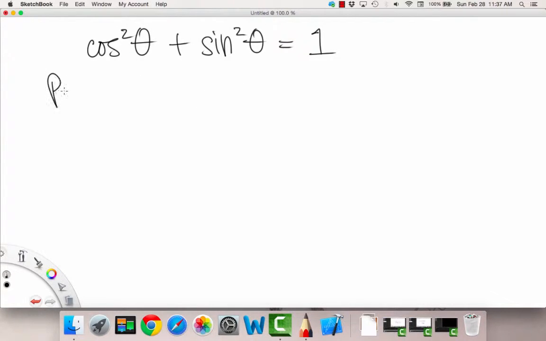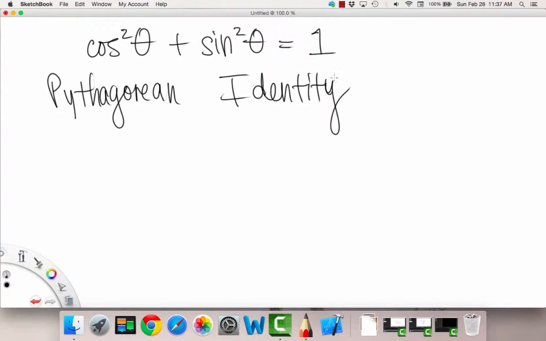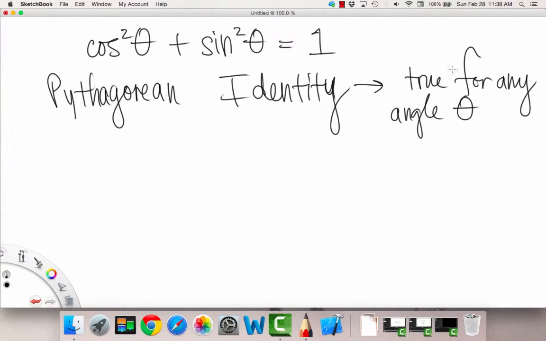So what we just found was cosine squared theta plus sine squared theta is equal to 1. And this is so special because it has a name, and it's called the Pythagorean identity. It's called Pythagorean because it is derived from the Pythagorean theorem relating the sides of a triangle, and it's called an identity because it's true for any angle theta that you pick.